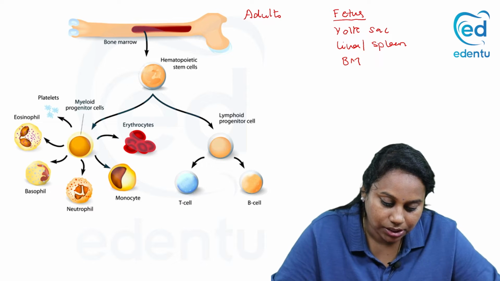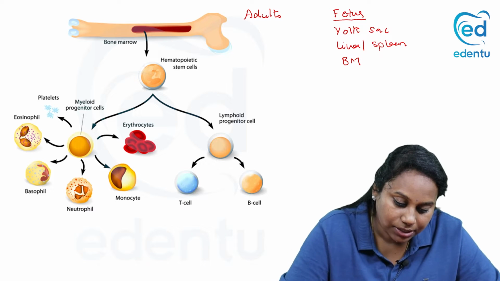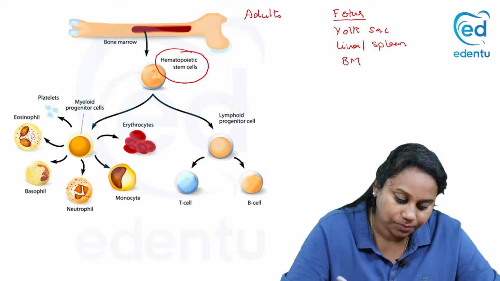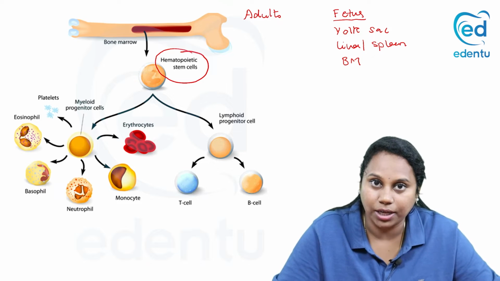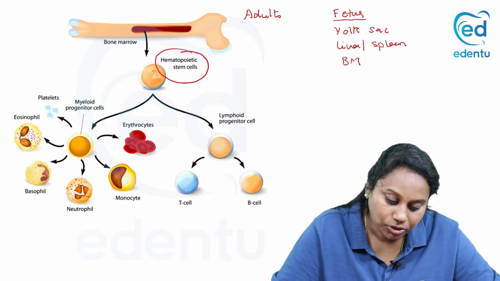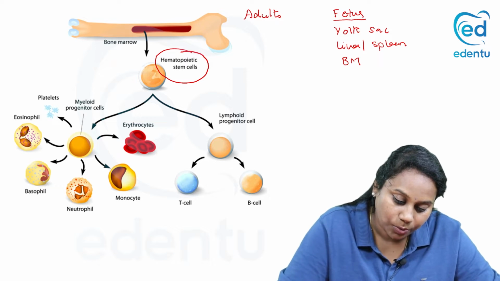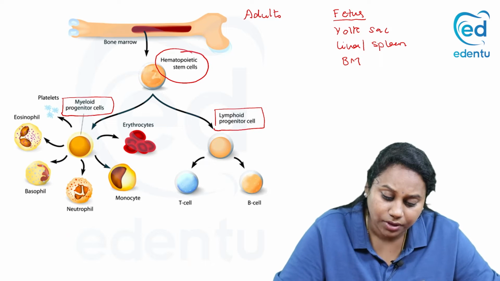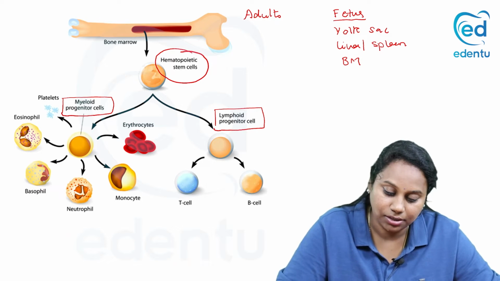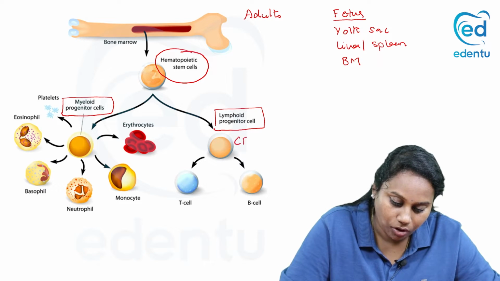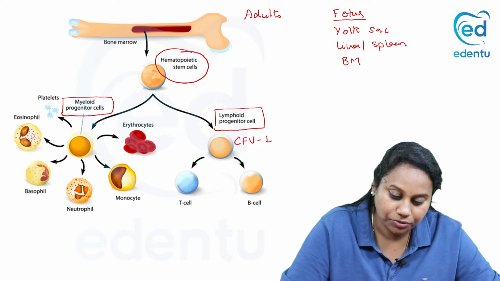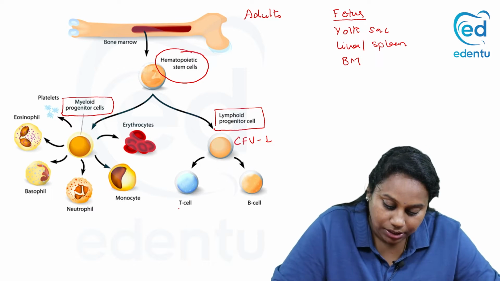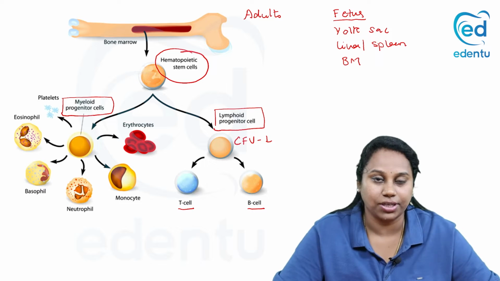So look at these stages of hematopoiesis. You can see a hematopoietic stem cell which gives rise to all types of blood cells. Hematopoietic stem cells give rise to lymphoid progenitor cells and myeloid progenitor cells. The lymphoid progenitor cell, with the help of colony forming unit lymphocyte, forms T lymphocyte and B lymphocyte.